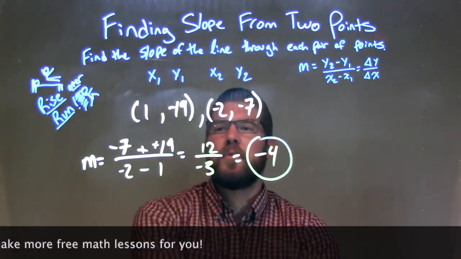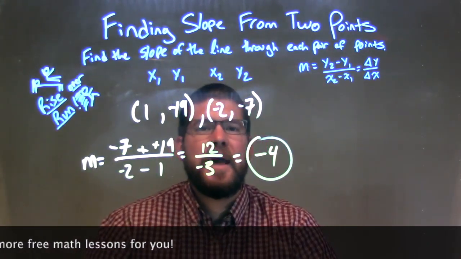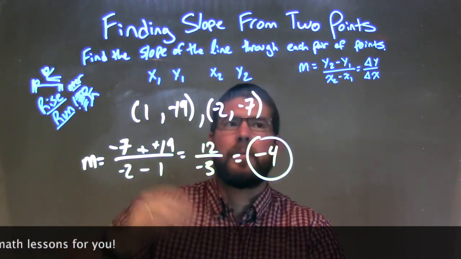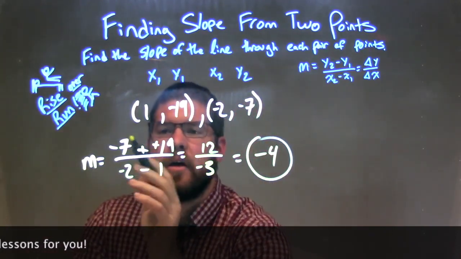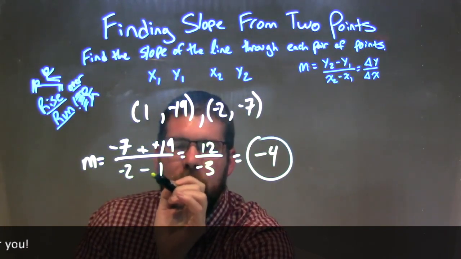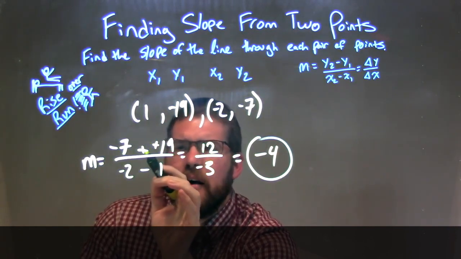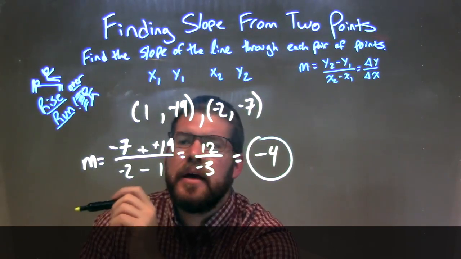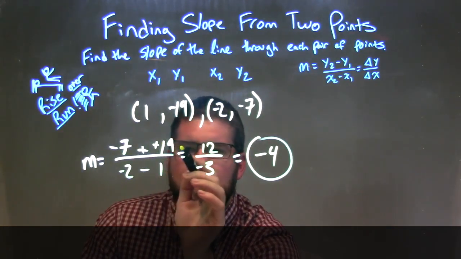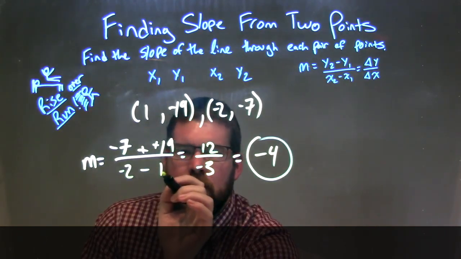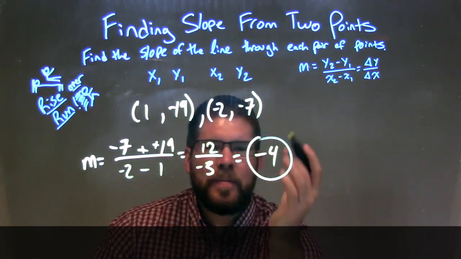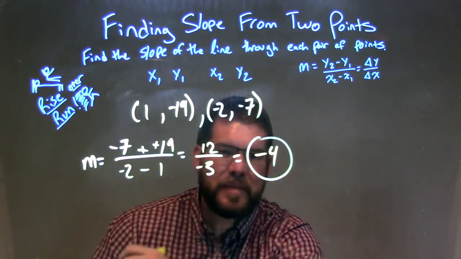So let's recap. We're given our 2 points, 1, negative 19, and negative 2, negative 7. So what I wanted to do is find the slope of that. So I have my formula, y2 minus y1 over x2 minus x1. Now I changed subtracting a negative 19 to adding a positive 19, and then I simplified. I did the numerator first. So negative 7 plus a positive 19 is a positive 12, and negative 2 minus 1 was a negative 3. Then we simplified 12 over negative 3, which came out to be a negative 4, and negative 4 is the slope of my final.